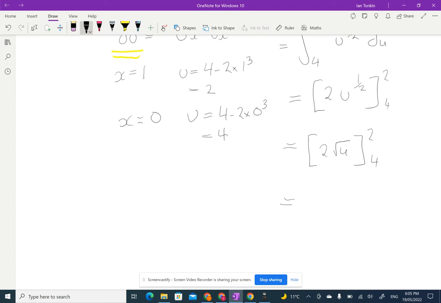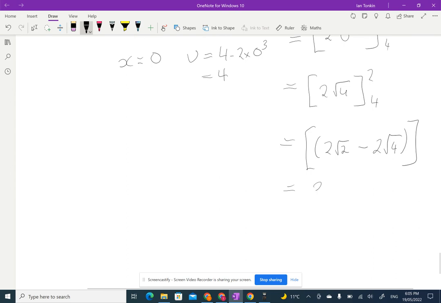So that's going to be 2 root 2 minus 2 root 4. Oh, 2 root 2, no, I'm not touching that, minus 2 times, root 4 is that, which gives me 2 root 2 minus 4, and I can rewrite that as minus 4 plus 2 root 2, which is what they wanted. Sweet.